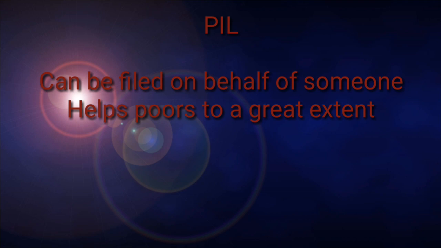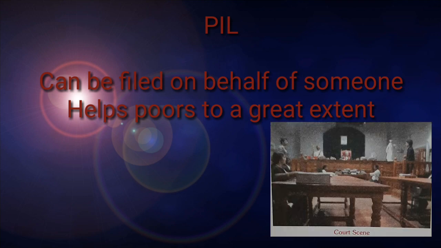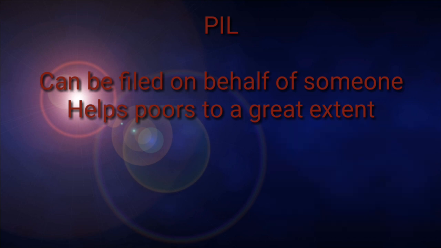In order to increase access to justice, the Supreme Court in the early 1980s introduced a legal mechanism called PIL, or Public Interest Litigation. According to this, any individual or organization can file a PIL in the High Court or the Supreme Court on behalf of those whose rights have been violated. The legal process is very simple. Even a letter or telegram addressed to the Supreme Court or the High Court can be treated as a PIL.